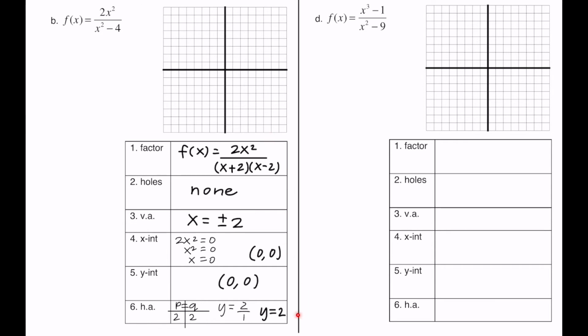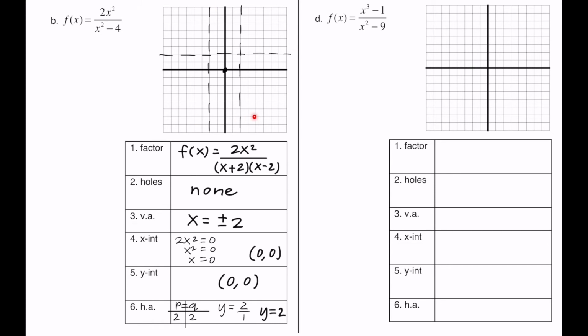Now that we have our chart filled out, let's go ahead and start drawing some of this on the graph. So we have a vertical asymptote at 2 and -2. Our x-intercept and y-intercept is 0, 0. So I put the point right there. And then we have a horizontal asymptote at y equals 2. At this point, we don't know for sure what the graph is going to do. It could curve down like this and look like a mini parabola inside here. It could curve up to the right, or it could start up here and curve down. So we have to plug in some points.